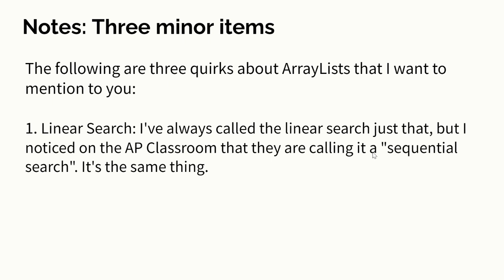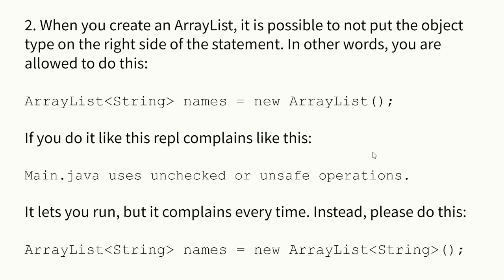We talked about linear searches last class. The AP Classroom and the AP materials might call it a sequential search. It's the same thing. Just didn't want you to get freaked out, right? Linear means in a line. Sequential means in a row, in order. So it's the same thing.